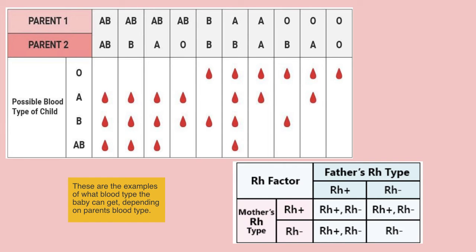Typically, in the first pregnancy, the baby is not affected because of this: these antibodies are created once the baby is delivered. Mama's body will see that Rh positive blood and say, we're not going to have any of that, that's a foreign invader, and creates these antibodies.